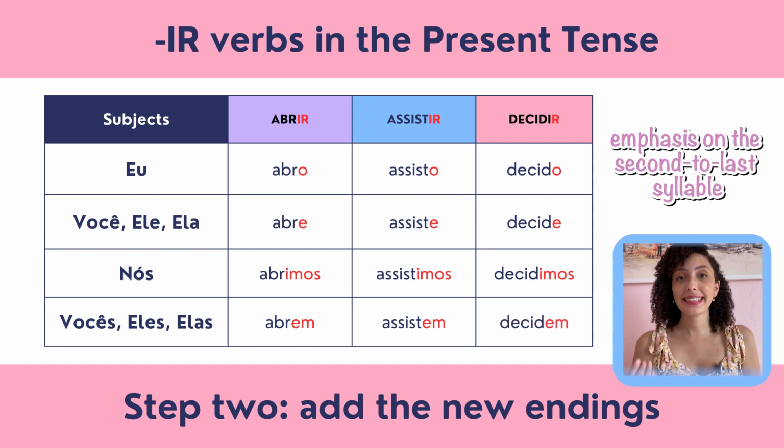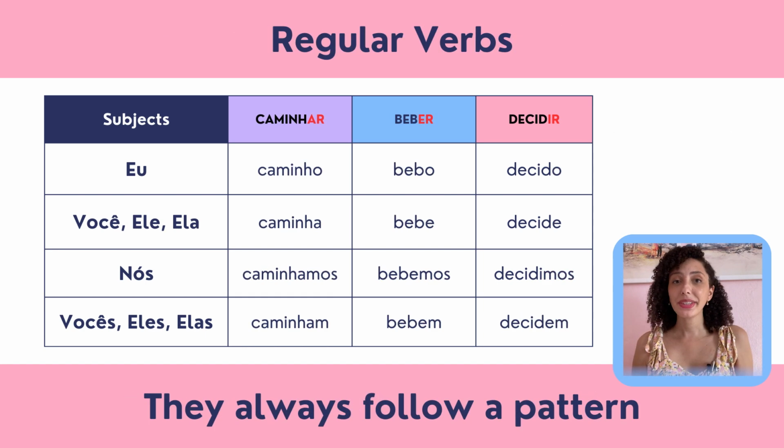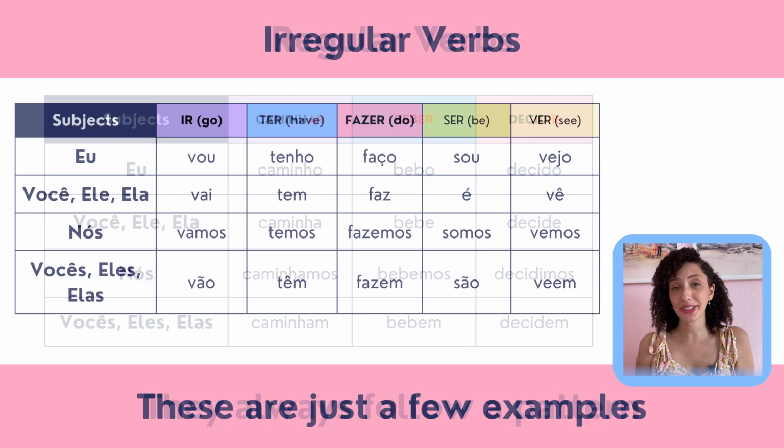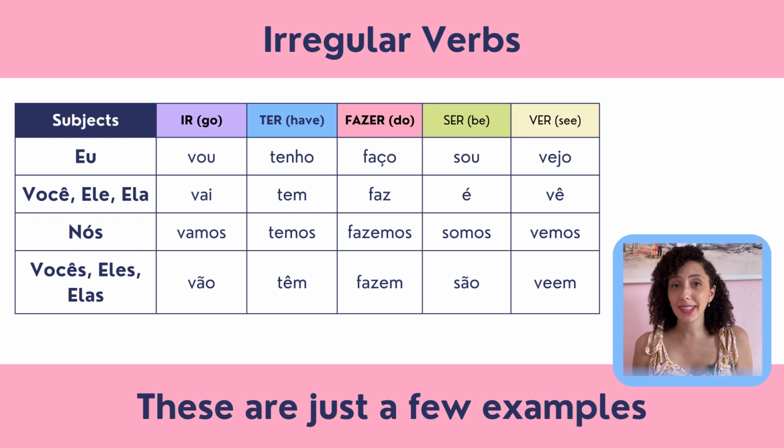Eles decidem. All the verbs that follow these patterns are called regular verbs. And we have many regular verbs in Portuguese, but unfortunately we also have some irregular verbs, which are verbs that don't follow regular conjugation rules.